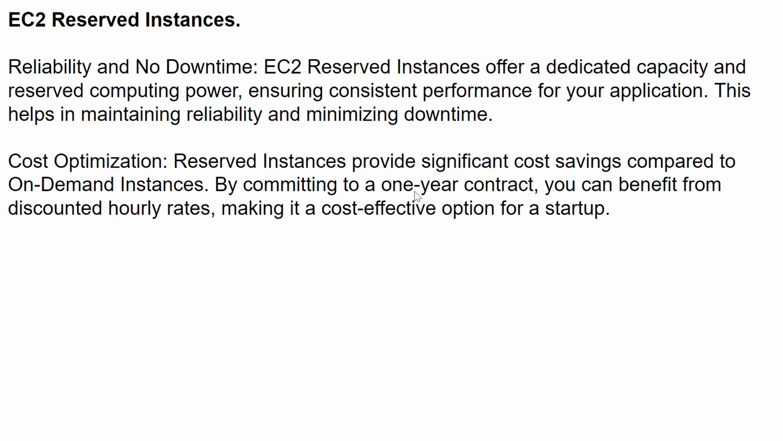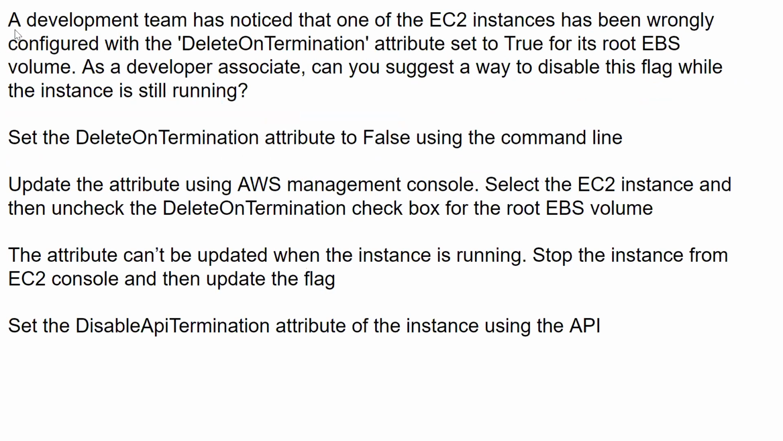A development team has noticed that one of the EC2 instances has been wrongly configured with the delete on termination attribute set to true for its root EBS volume. As a developer associate, can you suggest a way to disable this flag while the instance is still running?